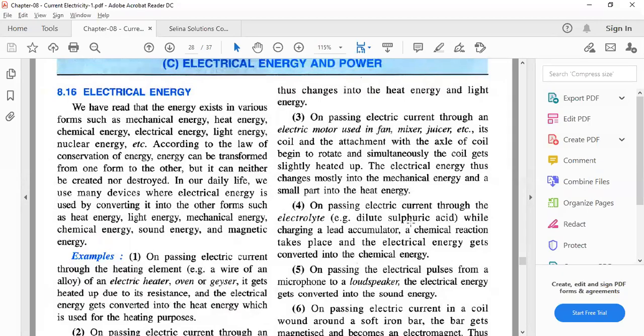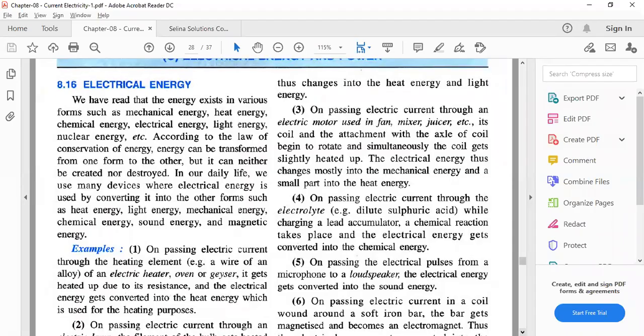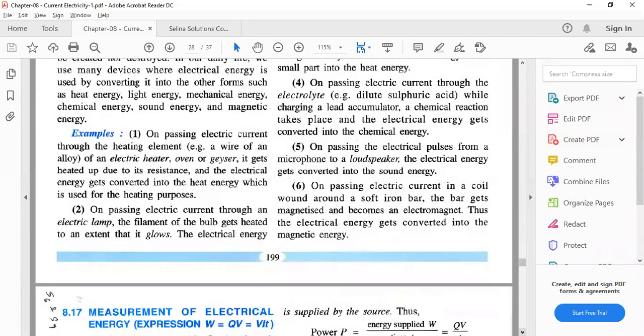What about electrolysis? Like a battery. I am not talking about electrolysis, I am talking about a battery. On passing electric current through an electrolyte, a chemical reaction takes place. The electrical energy gets converted into chemical energy. Then in a loudspeaker, we have studied that electrical energy gets converted to sound energy.